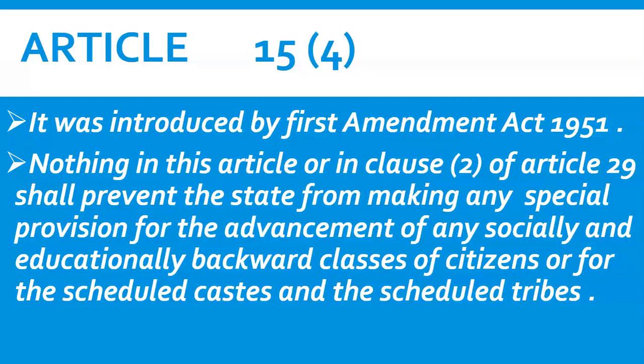So Article 15 Clause 4 says that if any particular class of citizens is educationally backward as well as socially backward, for example scheduled castes and scheduled tribes, then the government has the power to make special laws, special policies, special provisions for the welfare, for the advancement of this class. So this is the meaning of Article 15 Clause 4. Under Article 15 Clause 4, even reservation policy is valid. Why? Because reservation is a special provision for the protection of scheduled castes, scheduled tribes, or the classes which are educationally and socially backward. So now let's move further.